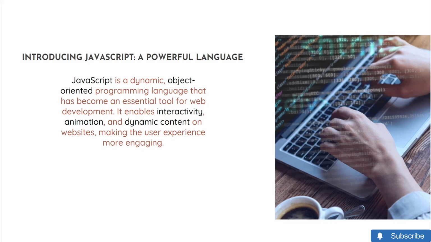So, the first topic is introducing JavaScript, a powerful language. JavaScript is basically a dynamic, object oriented programming language that has become an essential tool for web development. Using JavaScript, we can basically do web development, and there are also different powerful languages as well, such as Python. But we will be learning about JavaScript right here.